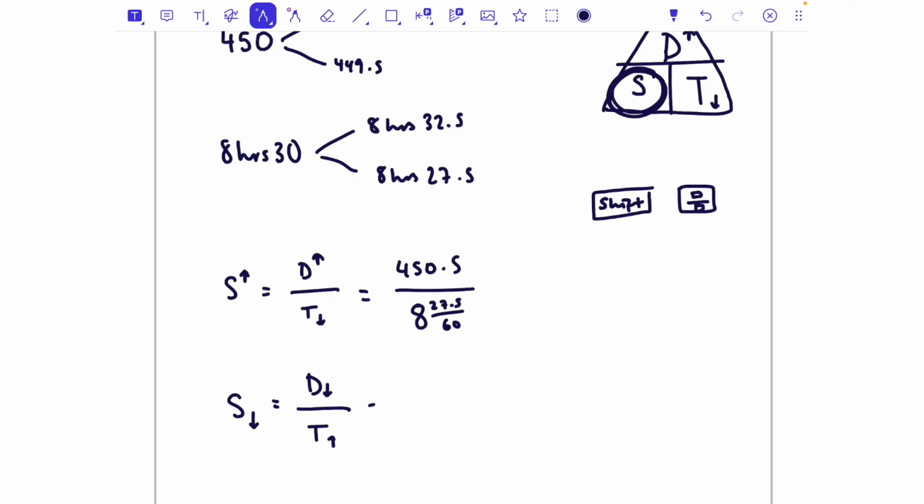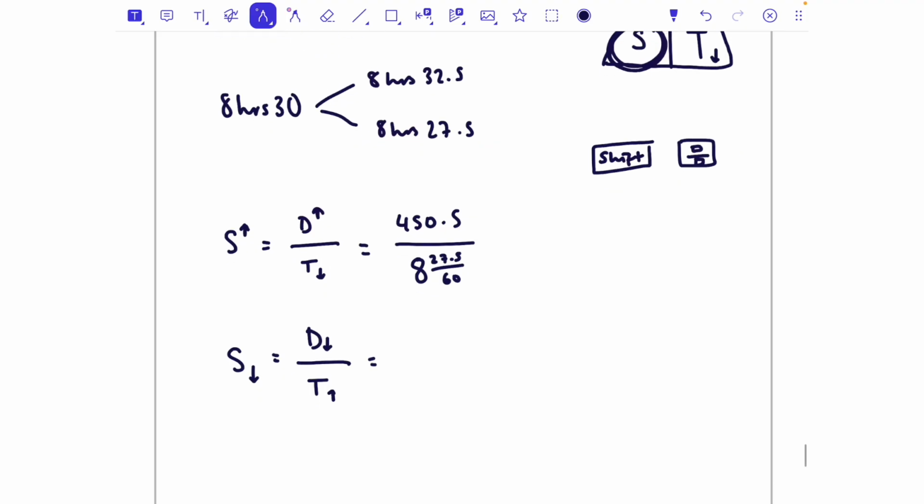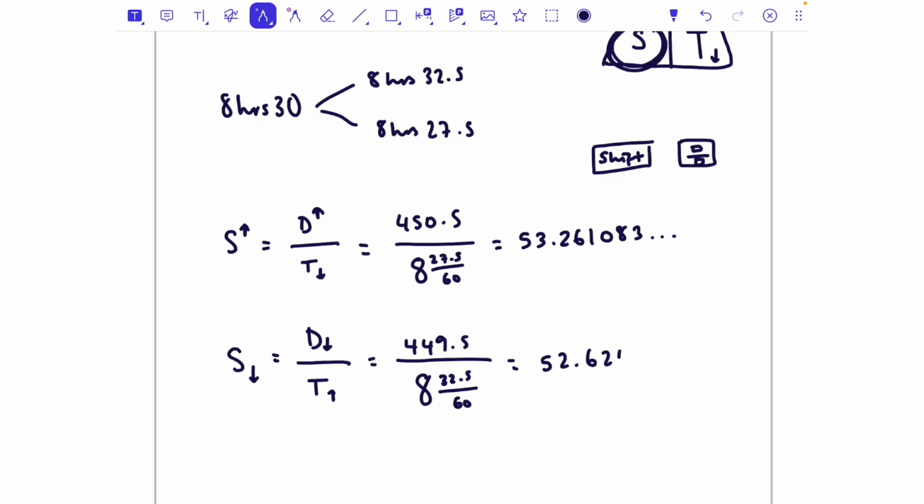You can do it in minutes if you want, you'll just have to faff around with it at the end, getting it back as you want it, but I like to get straight to my answer. So 449.5 divided by 8 and 32.5 over 60. You could just do a divide instead of the line of a fraction there, but you're going to use shift and then fraction. That gives you a mixed number, and then you can type it in like that. So this one is 53.261083, and this one is 52.6243, and so on.